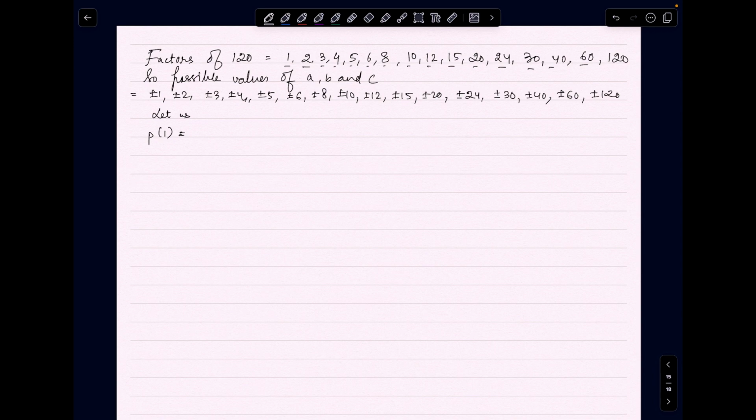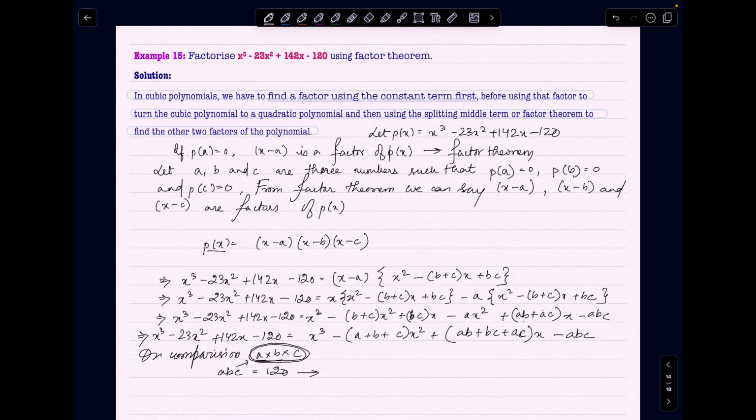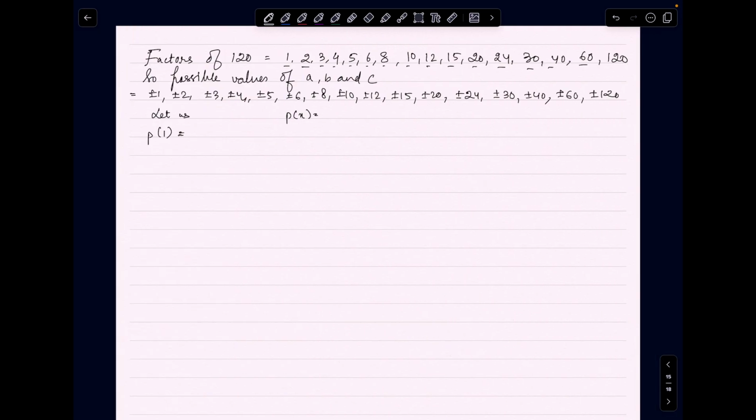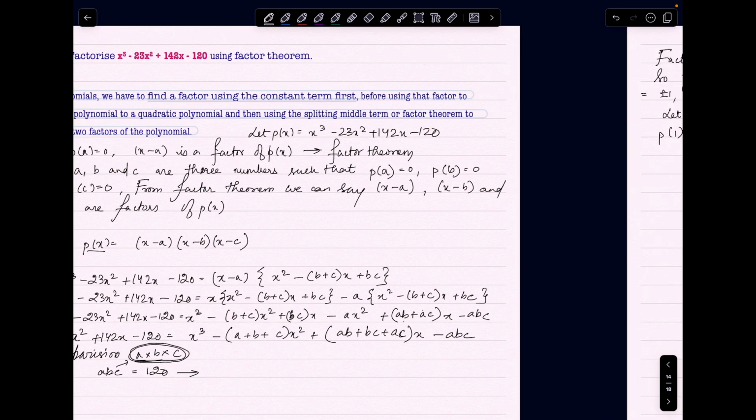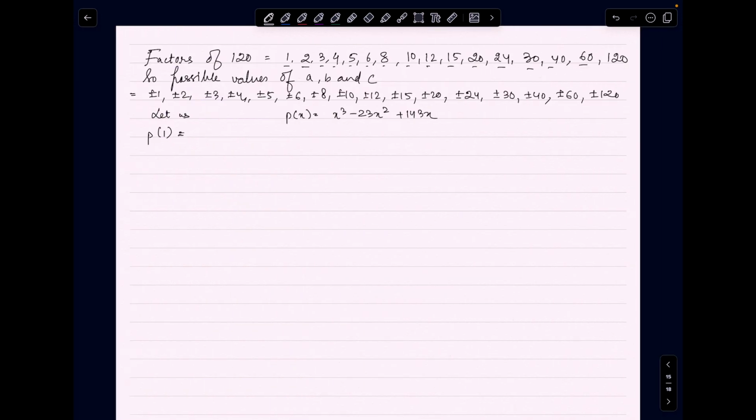So I have to find only one number, then we will go for splitting the middle term, or I will go for the factor theorem again for that quadratic polynomial, not for this whole thing. So this is P of 1, the first number I am going to check. Our P of x was x cube minus 23x square plus 142x minus 120.